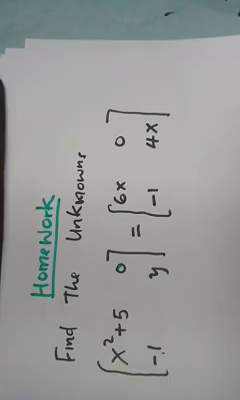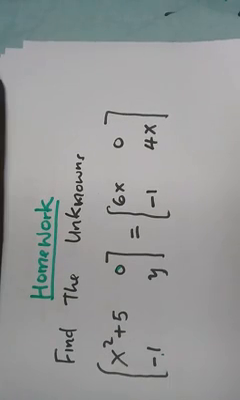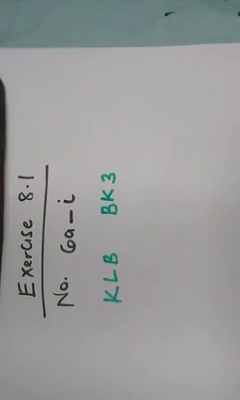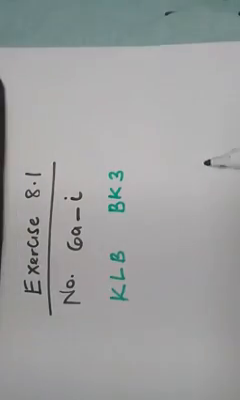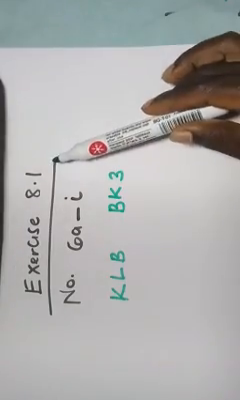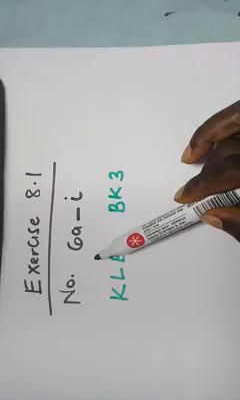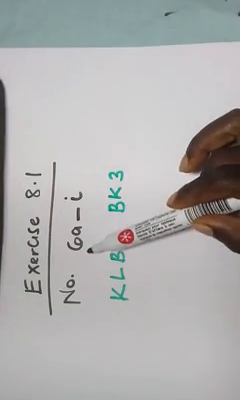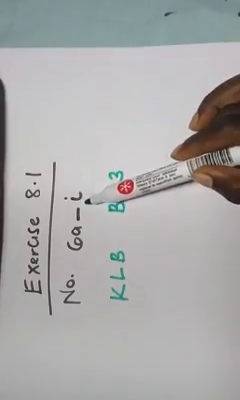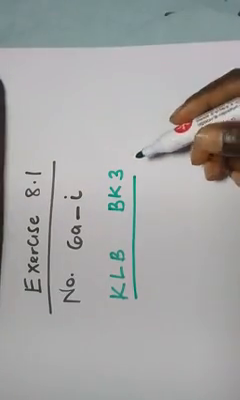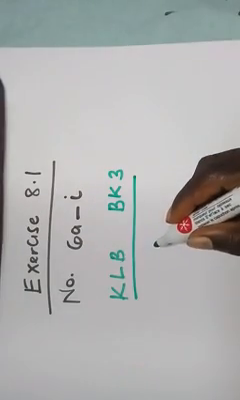And for my students of Margmary Hills Girls High School, you are going now to attempt exercise 8.1. You are going to attempt number 6a up to number 6i. Remember, we are using KLB Book 3 New Edition.